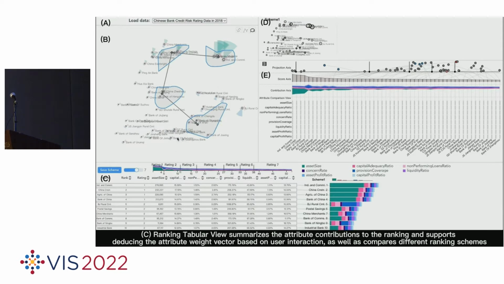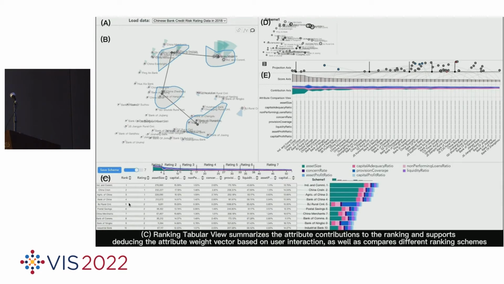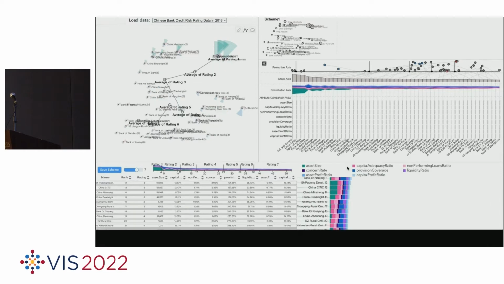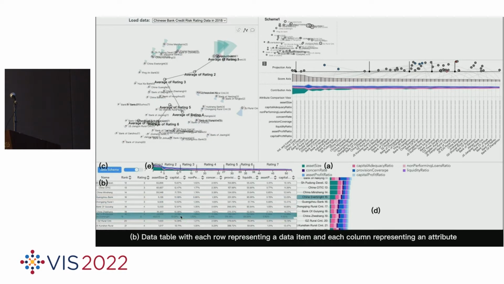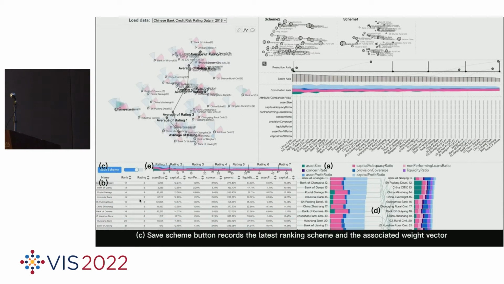C. Ranking tabular view summarizes the attribute contributions to the ranking, and supports deducing the attribute weight vector based on user interaction, as well as compares different ranking schemes. A. Attribute legend. B. Data table with each row representing a data item, and each column representing an attribute. C. Save scheme button records the latest ranking scheme and the associated weight vector.